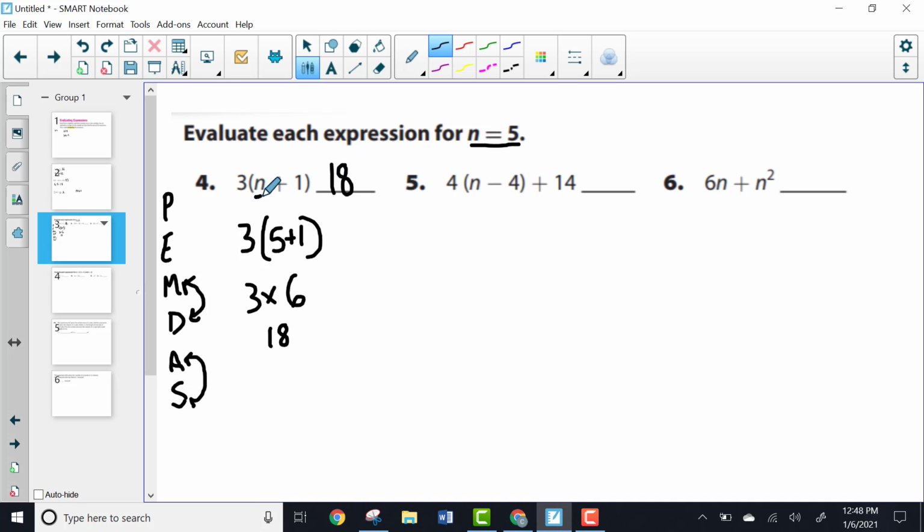Again, where am I getting my value for n? It's telling me right up here. It's not always going to be this easy, but this is a pretty good first step into evaluating these expressions.